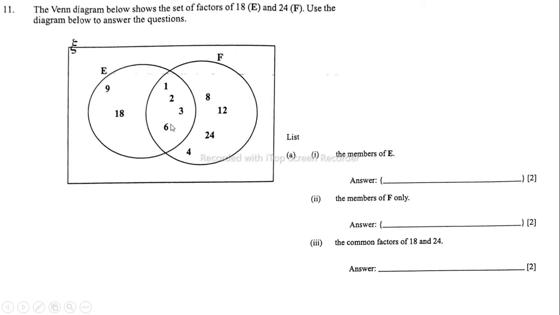And so the question states the following. List the members of E, or stated a different way, list the factors of 18. And so what do we have for this one? In order: 1, 2, 3, 6, 9, and 18.